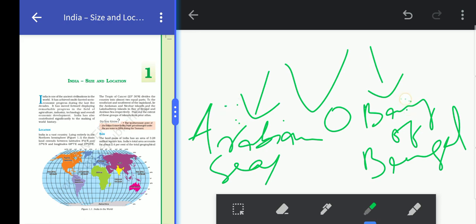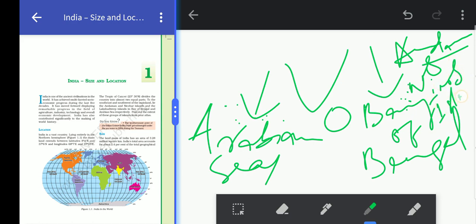Here also some islands, here also some islands. What is the name of those islands? Yes, Andaman. You find out the spelling. Andaman and Nicobar Islands on this side, and Lakshadweep on this side.